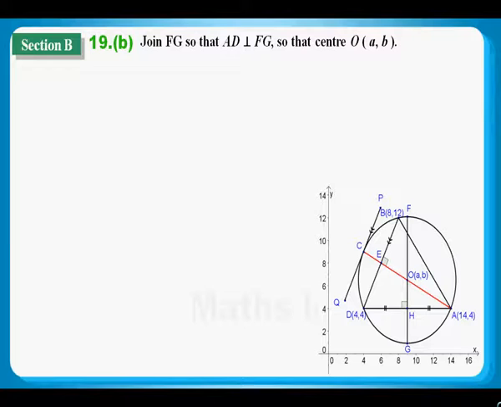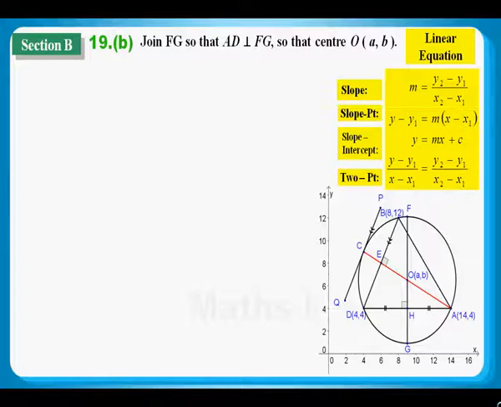So let me show you the linear equations logic structure. All linear equations are actually formed by slope. And from slope, we deduce three standard forms, which are helpful for us to find linear equations. They are the slope-point form, slope-intercept form, and two-point form.